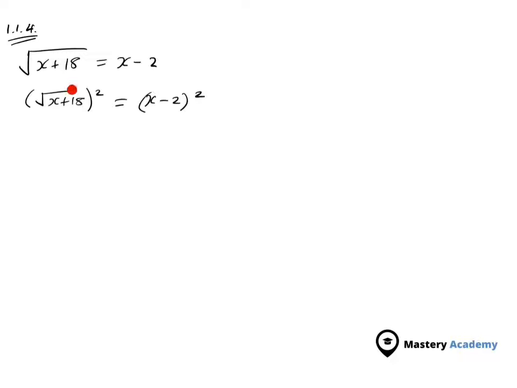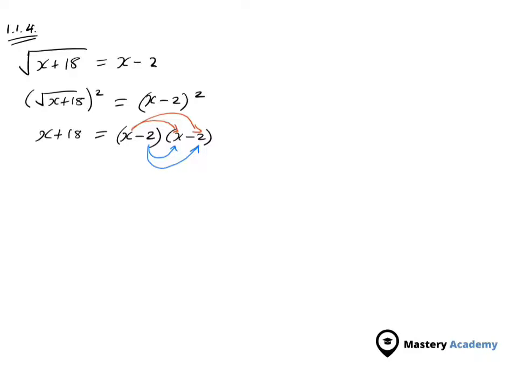Since this 2 will take out the square root sign, we're going to be left with x plus 18 equals x minus 2 times x minus 2. So I expand this because of the exponent of 2 there. Now from here, we're going to FOIL this. I believe we all know how to FOIL, but to make things easier, let me draw these arrows to show how we're going to multiply these numbers.